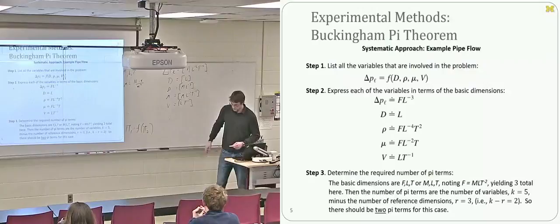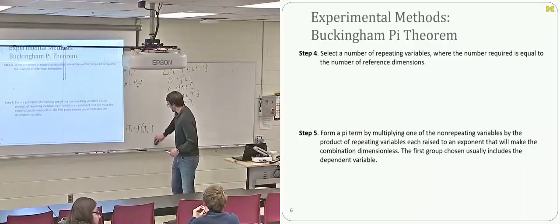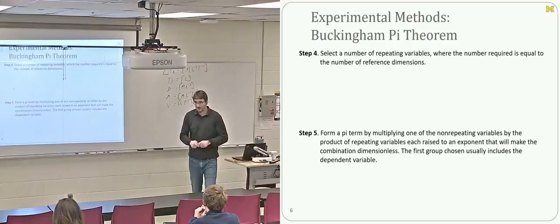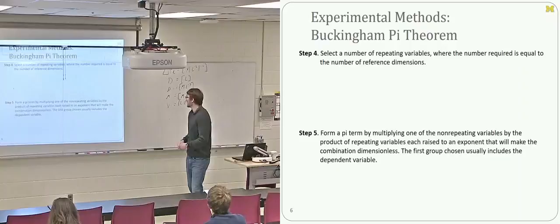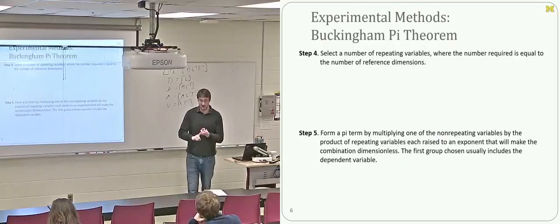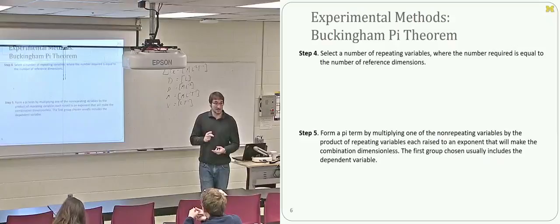So the next step is to pick what our repeating variables are going to be. Now, the rules for the repeating variables: I already told you one, which is that they have to be independent. The other two rules are that there have to be r of them, from our mass, length, time scale, whatever our value of r was. We have to pick that many repeating variables, and all of the dimensions involved in the problem have to be represented. So there are three things you have to keep in mind. One, your set of repeating variables has to have all the dimensions in the problem. They have to be independent, and there have to be r of them.